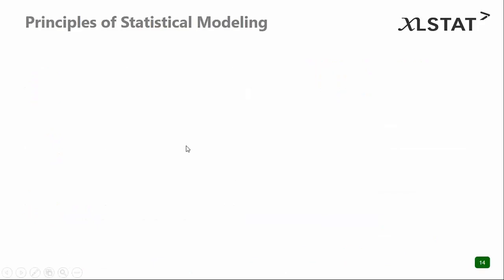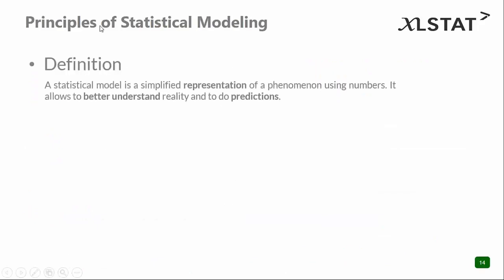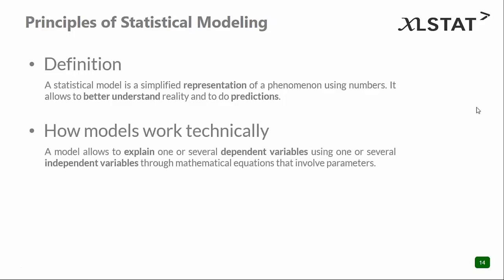So if I get back to this definition, a statistical model is a simplified representation of a phenomenon using numbers. It allows us to better understand reality, or to have a more understandable idea of reality, and to make predictions. Now technically, how does modeling work?